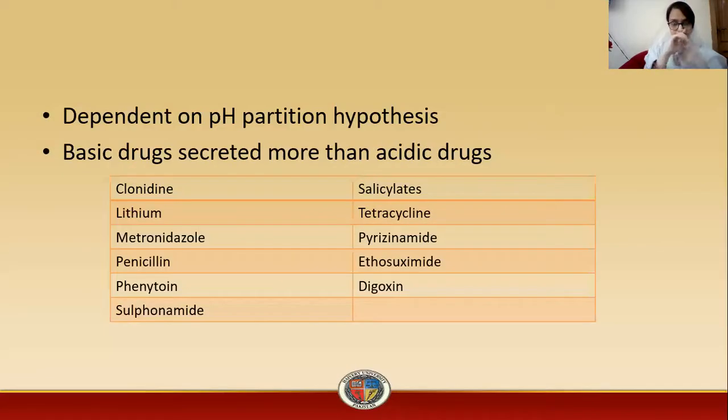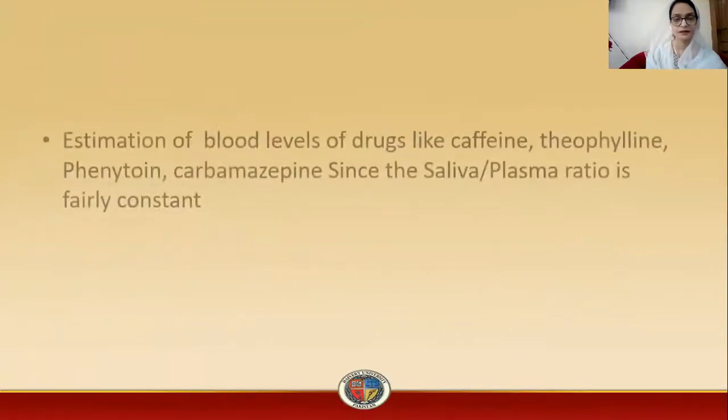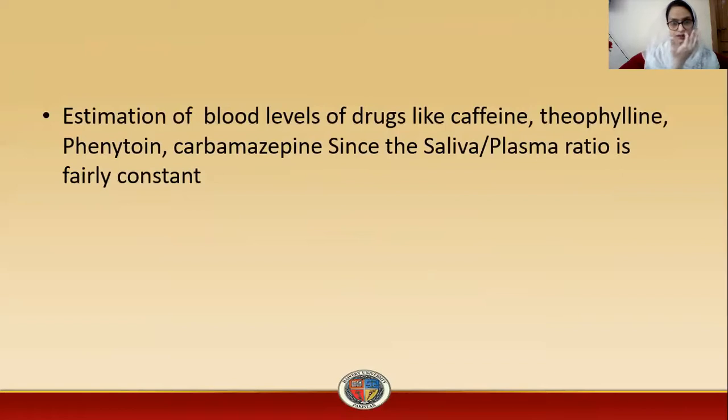Then we will see a few examples of the drugs which are excreted through this route: clonidine, lithium, metronidazole, penicillin, phenytoin, sulfonamide, salicylate, tetracycline, pyrazinamide, ethosuximide, and digoxin. Then comes estimation of blood levels of drugs like caffeine, theophylline, phenytoin, carbamazepine. Since the saliva to plasma ratio is fairly constant, the estimation of the blood level is quite efficient, or you can say you can determine them easily.